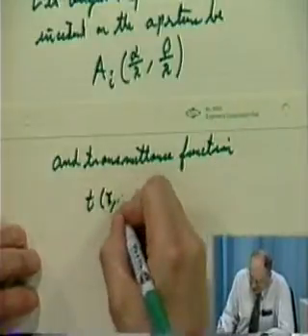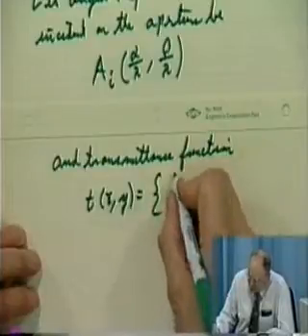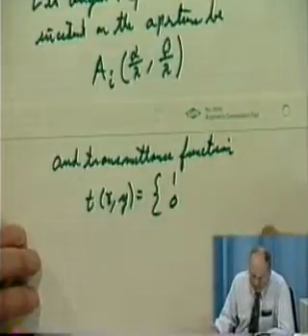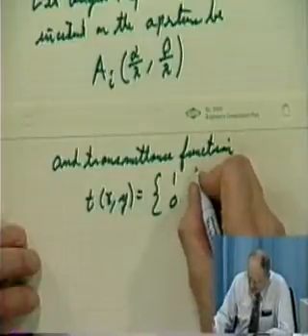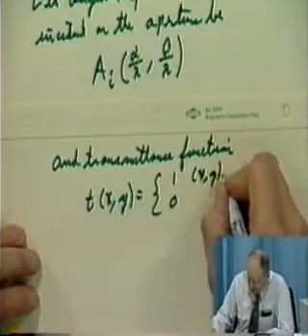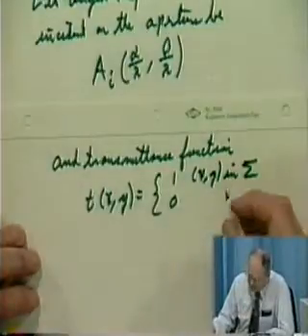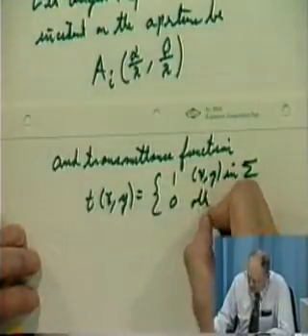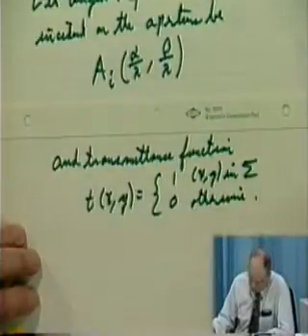T of xy is equal to, well, it's going to be a binary function. Either it's 1 or it's 0. So 1 is when xy is in the open portion of the aperture, and it's 0 otherwise.